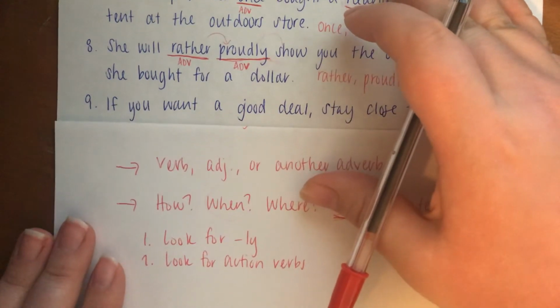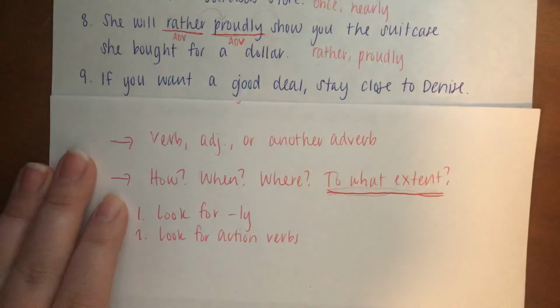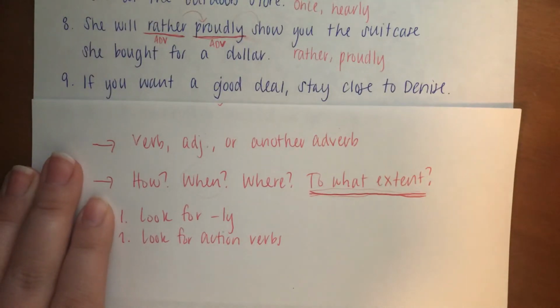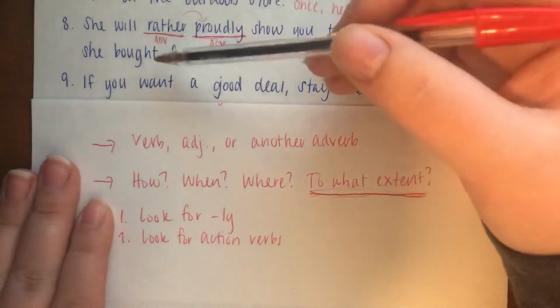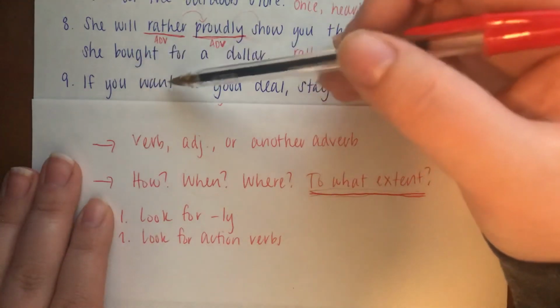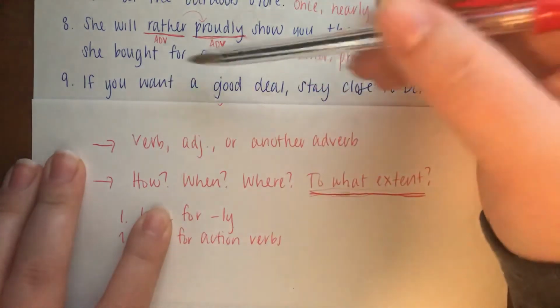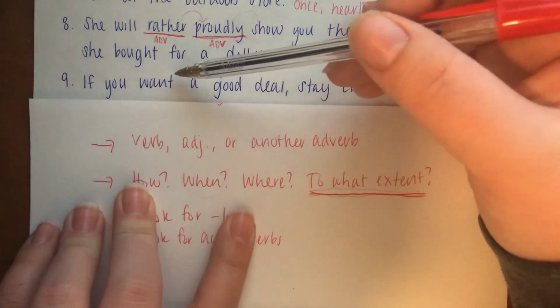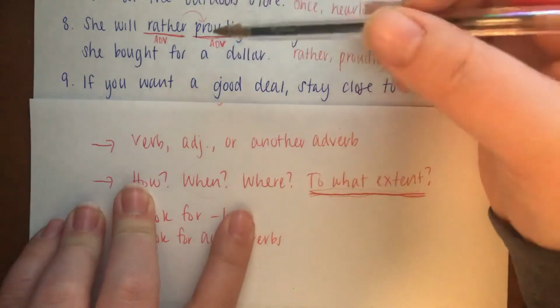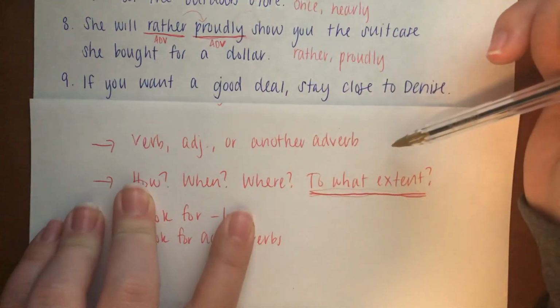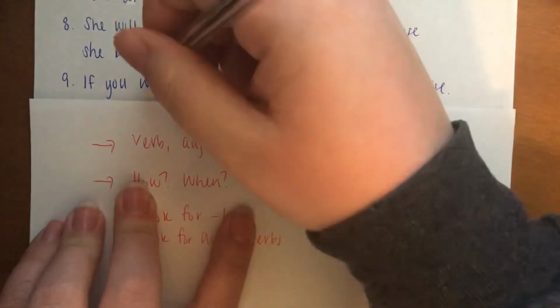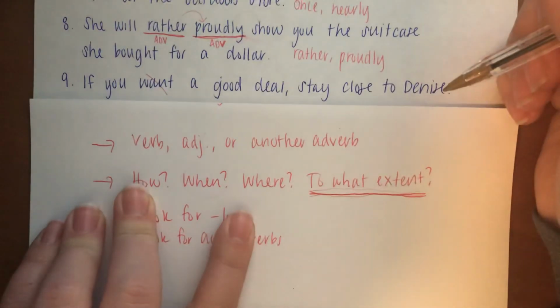Number 9. If you want a good deal, stay close to Denise. So we look for those ly words. We don't have any. The next thing we do is look for our action verbs. The first one is want. So if you want how, can't really answer that one. If you want when, can't really answer that. If you want where, still can't answer it. And if you want to what extent, still can't answer it. So we know this verb isn't being modified by any adverbs.